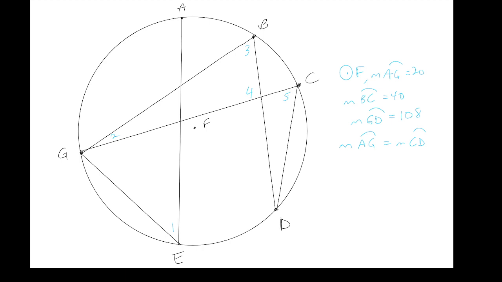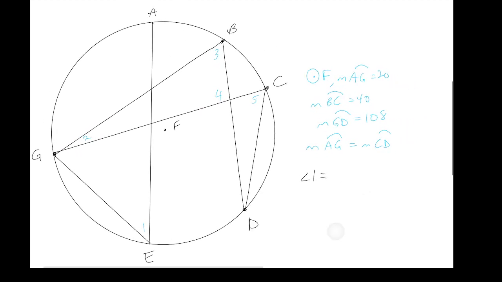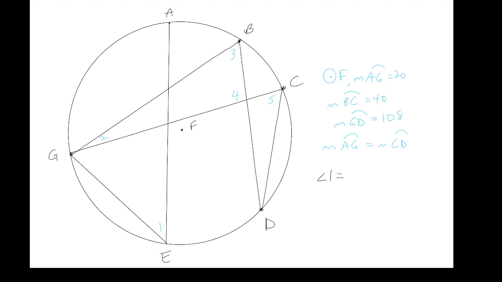Okay? So the measure of angle 1. How do we find it? Take a moment and see if you could figure it out. Remember what the intercepting arc is for angle 1 all the way over here, right? That should give it away. So this guy is going to be equal to 10. AG is 20. Half of that, 10. So that's straightforward. Angle 2.